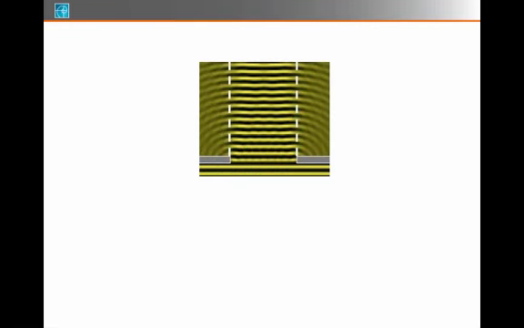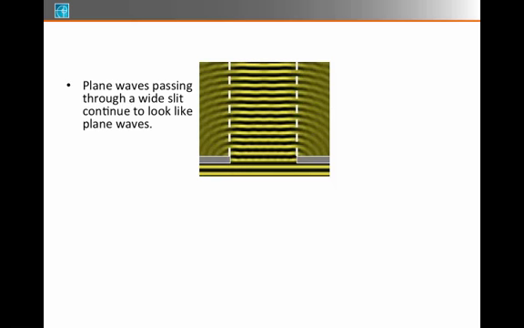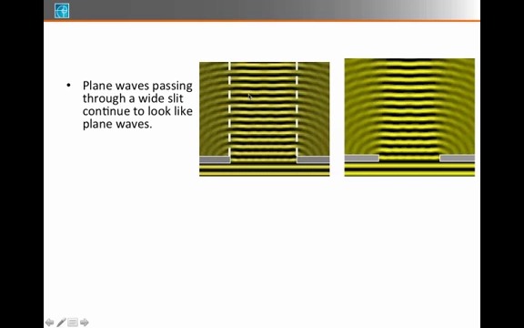If you look at an example like this, where a plane wave is coming in from below and it hits a barrier where the barrier has a single opening, plane waves passing through that wide slit continue to look like plane waves. In other words, they still look straight across and they have the same spacing. But as the slit narrows, the pattern changes a little bit. Notice what's happening out here at the edges. There's a certain warping of the plane wave.